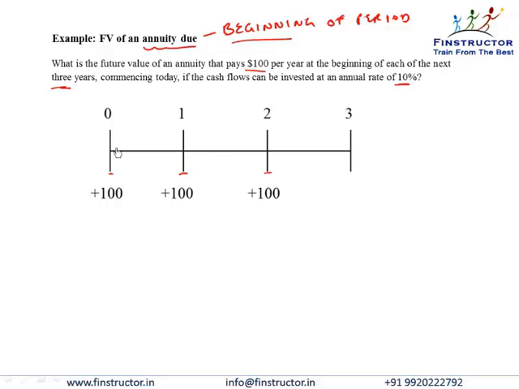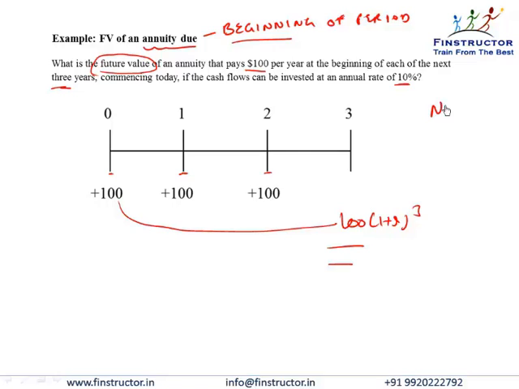So t equal to 0, t equal to 1, t equal to 2, and we're asked to compute the future value of these payments. I'm sure all of us understand now how we would do it conceptually. So the first cash flow gets invested for 3 years, second one for 2 years, third one for 1 year, so on and so forth. But the question is how do we solve this on the calculator using the TVM sheet?